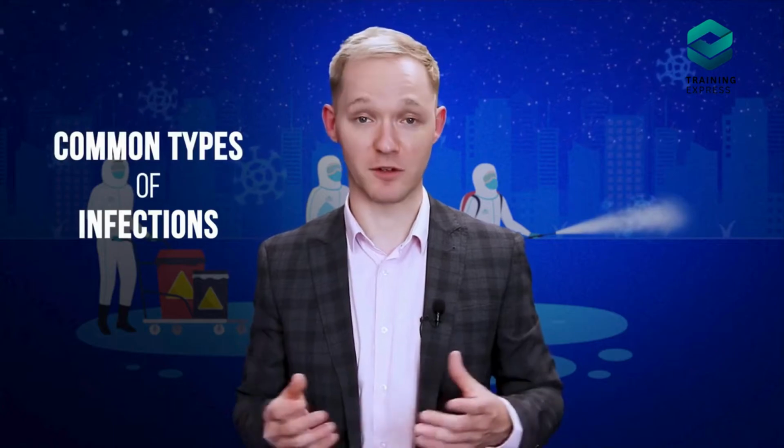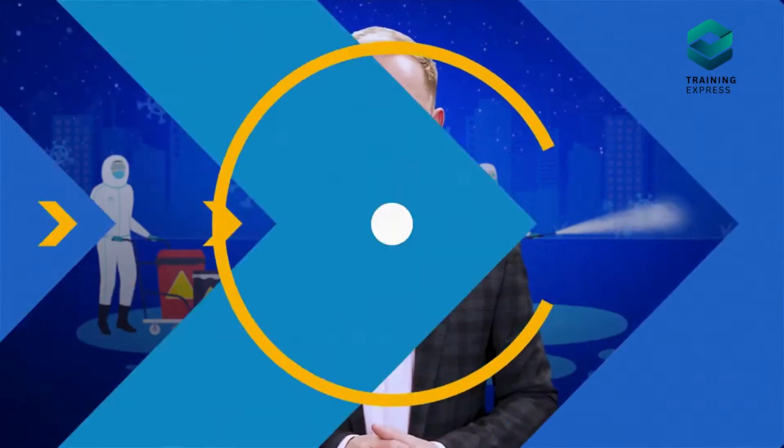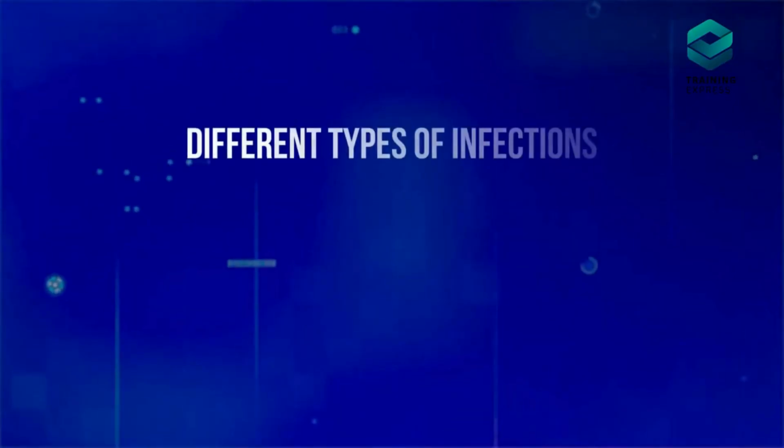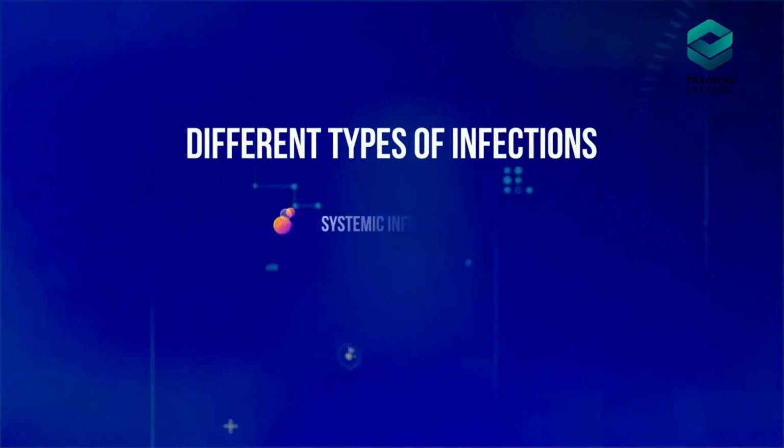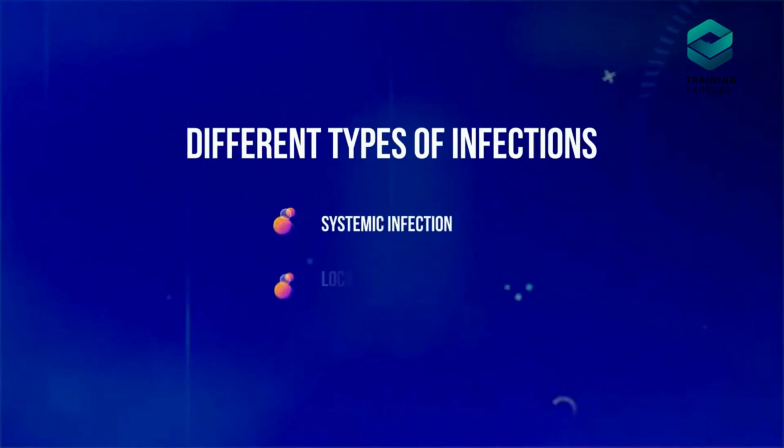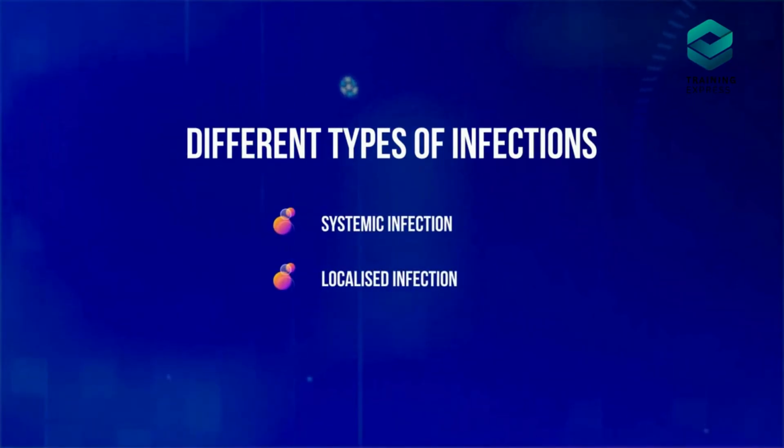Infections are spread when pathogens are passed from their source to a person or from one individual to another. We will learn about how infections spread later in this module. For now, let's look at the common types of infections. Different types of infections are common in modern society, but two are the most common: 1. Systemic infection, and 2. Localized infection.